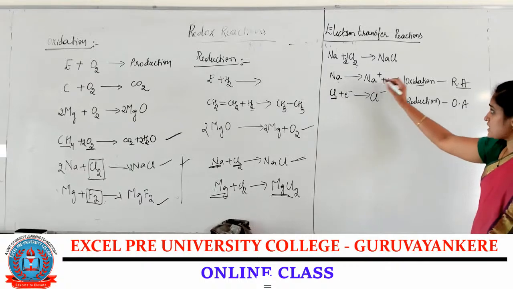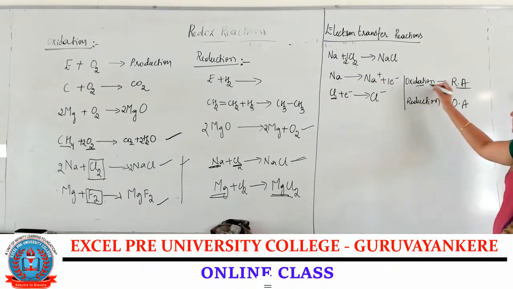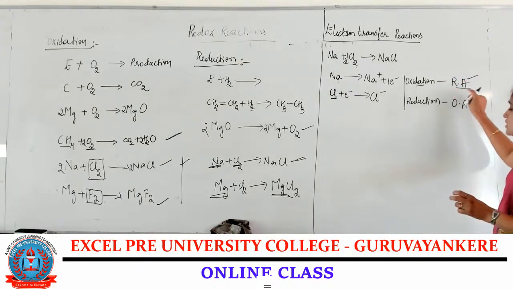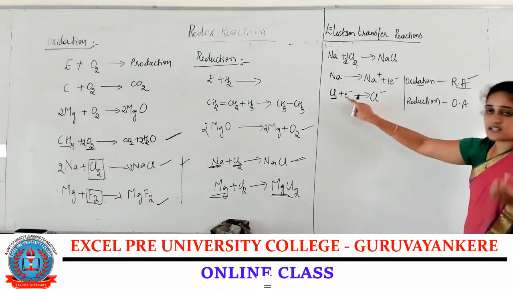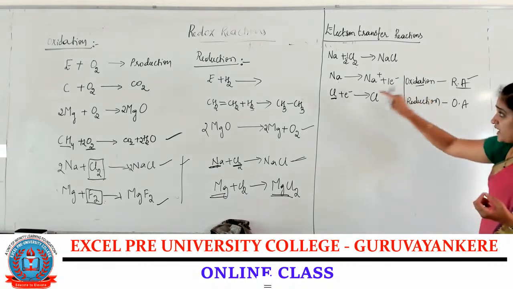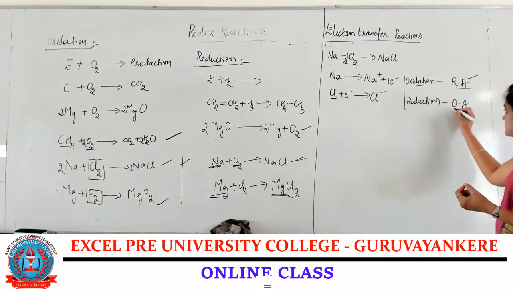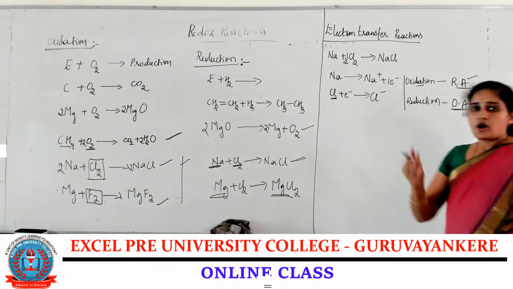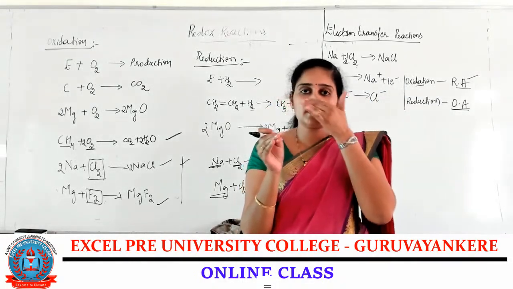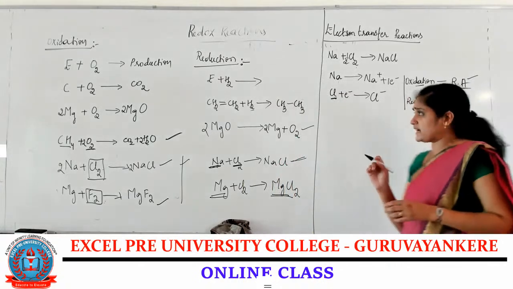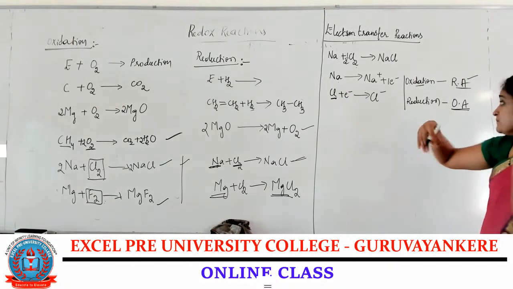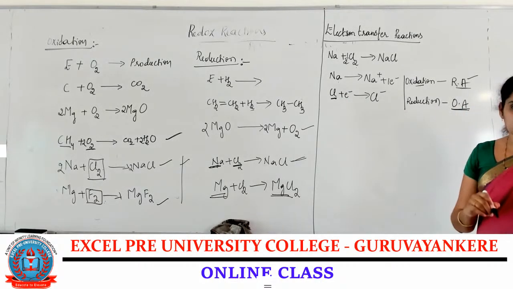So the atom which undergoes the oxidation reaction is nothing but the reducing agent. That atom or that molecule is acting as a reducing agent. Any atom which gains the electron during the reaction, that reaction is nothing but the reduction reaction. That atom or that molecule is acting as an oxidizing agent. So, oxidation reaction, reduction reaction: the atom which undergoes the oxidation reaction is acting as a reducing agent. The atom which undergoes reduction reaction is acting as an oxidizing agent.